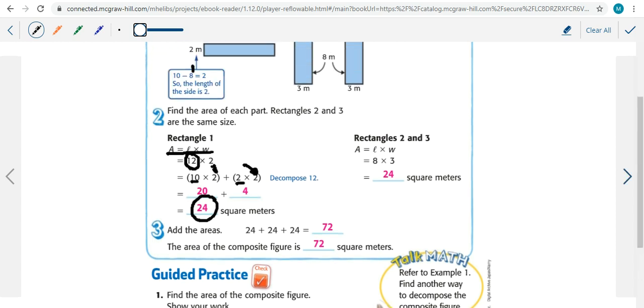Let's find the area of these two rectangles. Remember, area is equal to length times width.